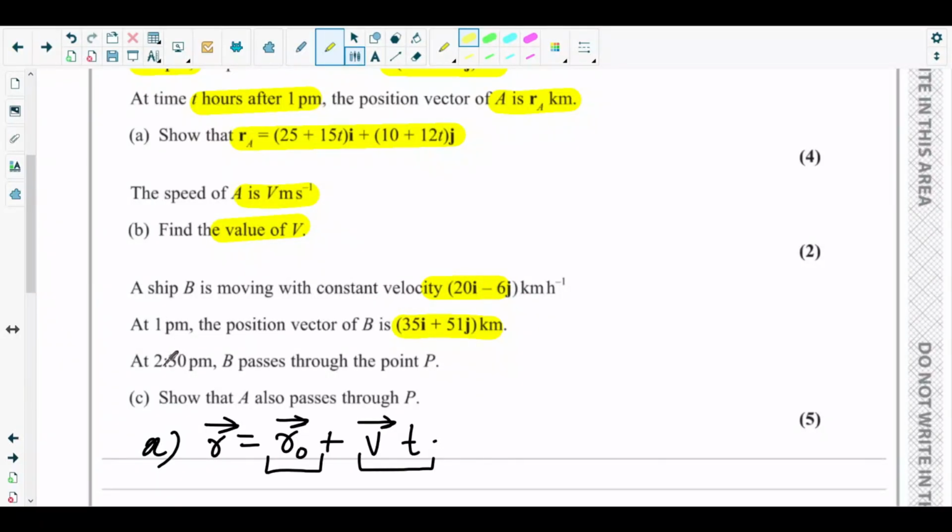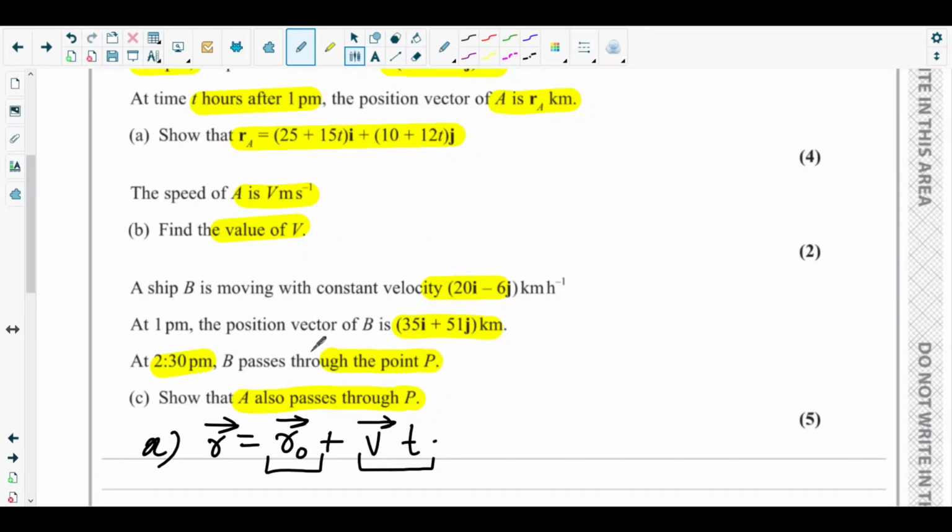At 2:30 p.m., B passes through the point P. Okay, at 2:30 p.m., ship B is passing through the point P. Now, part C is asking us to show that A also passes through P. That means we need to show that ship A will also pass through the point P. In order to show that, we definitely need to know at first what the position of P is, right? So let's figure out the position vector of P first.